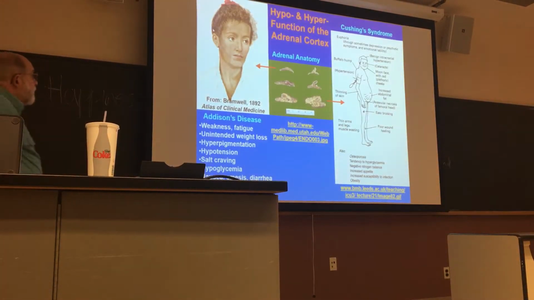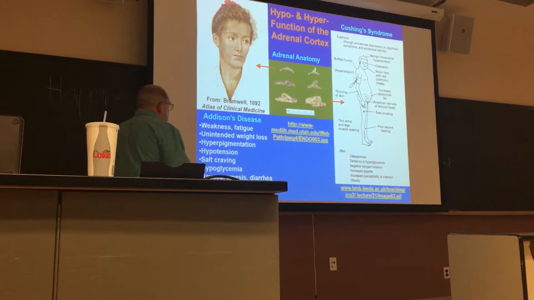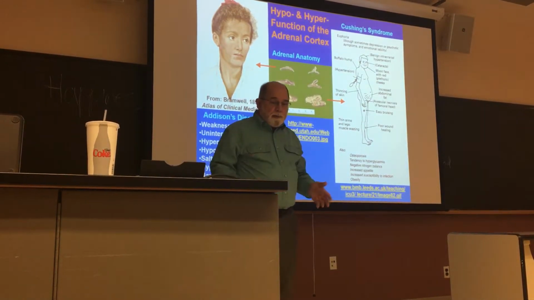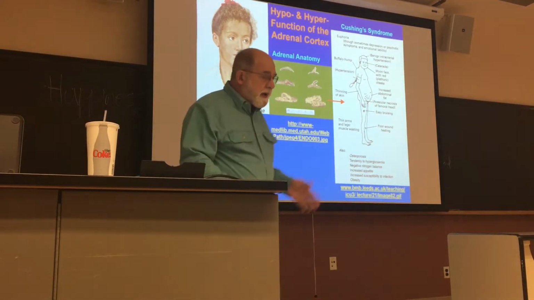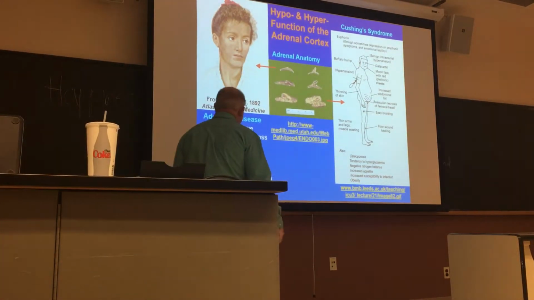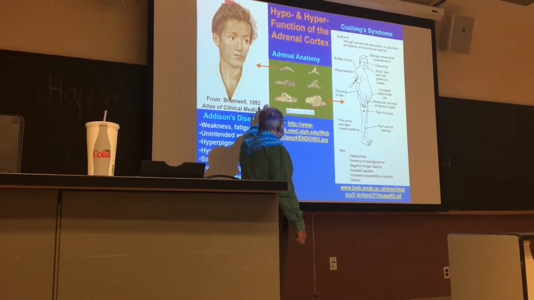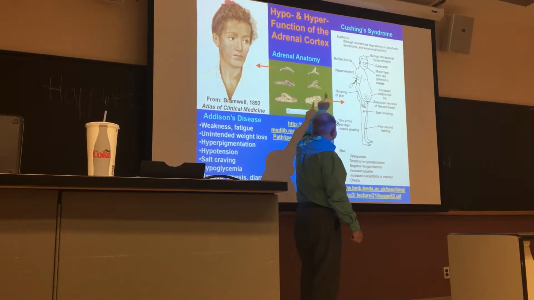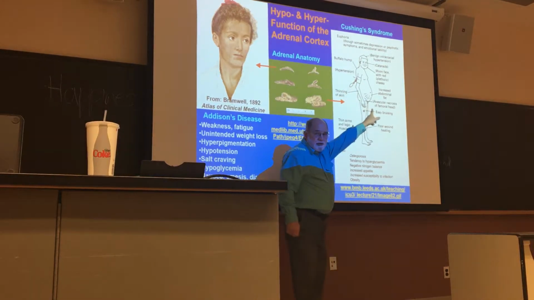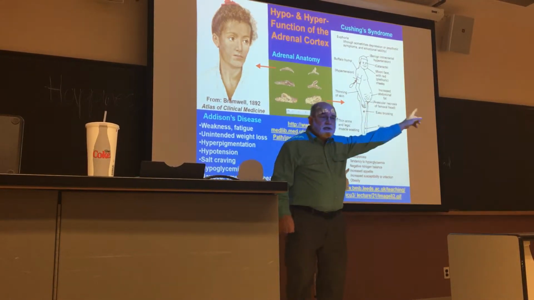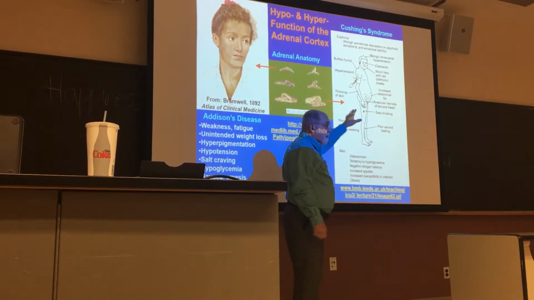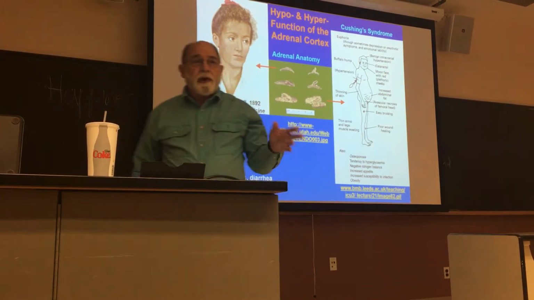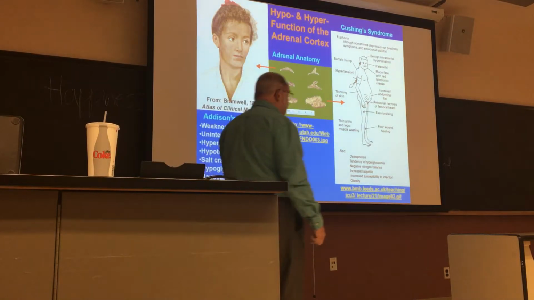Okay. This illustrates the problems you get with perturbations of adrenal function in terms of underproduction or overproduction. Overproduction, you've got something called Cushing's syndrome. Cushing's syndrome, although it's pictured for humans, occurs in dogs and horses and just about every other animal, along with primates.